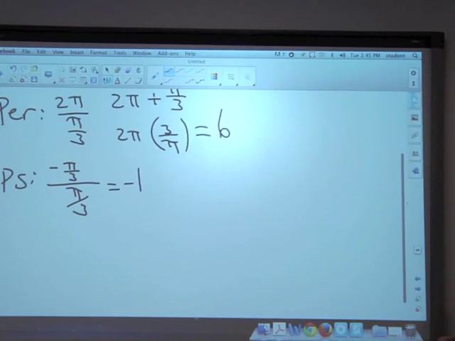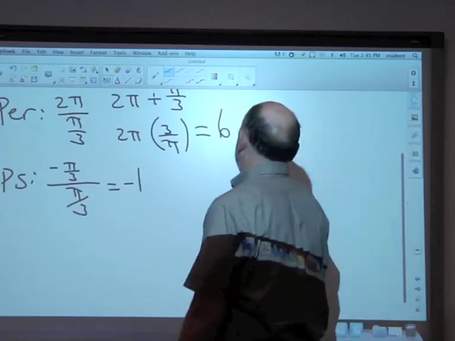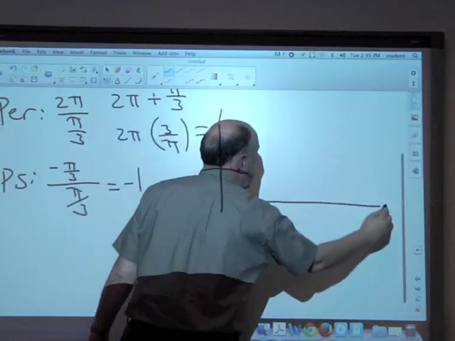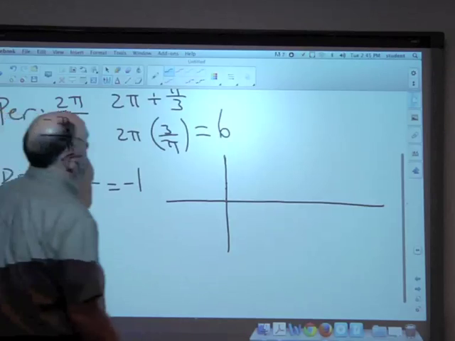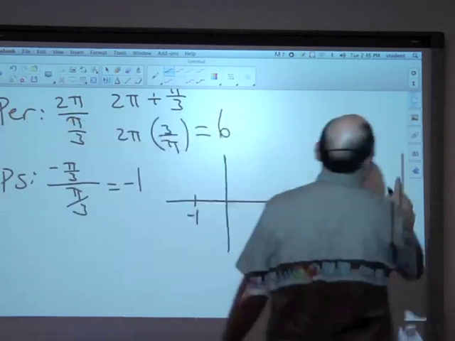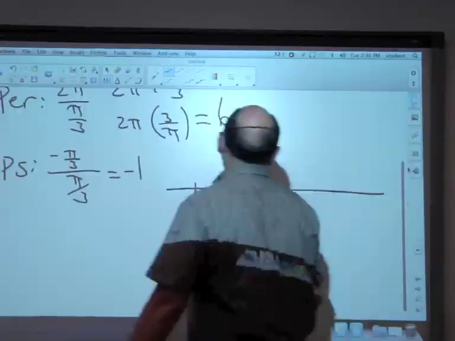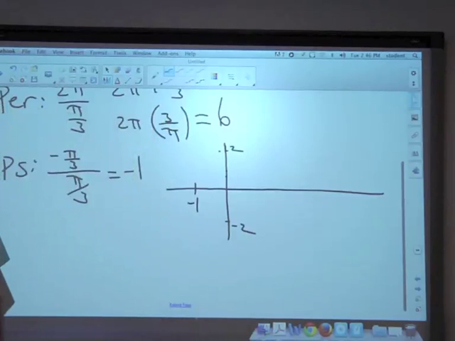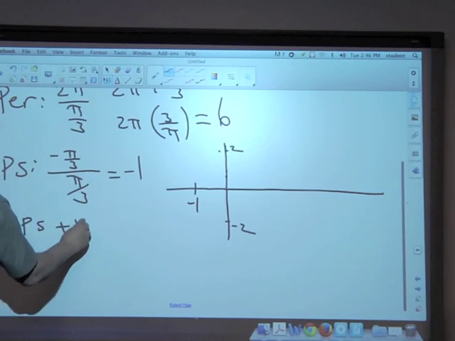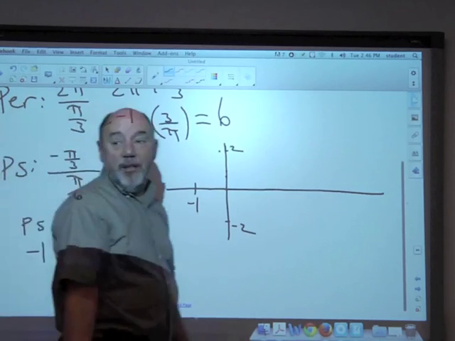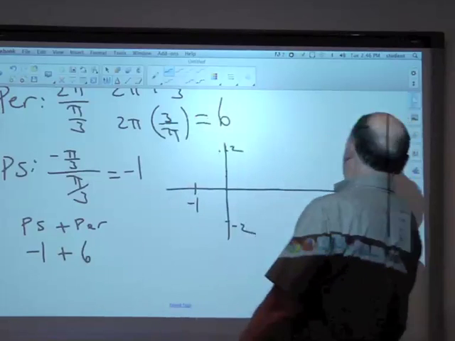Okay. Alright, now we're going to graph it. Phase shift is -1, so let's call that -1. We said the amplitude was 2, so let's call this 2, and let's call that -2. To get the endpoint of the first cycle, phase shift plus the period. So -1 plus 6 takes us to what? 5.